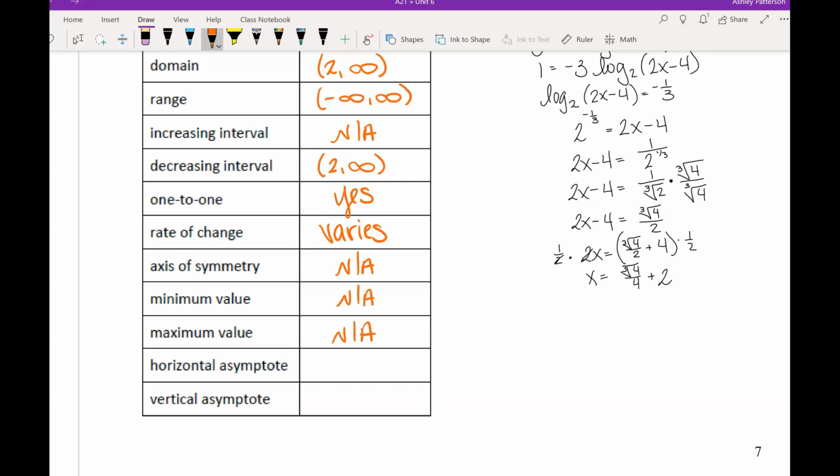Since there isn't a horizontal asymptote, this is not an exponential function, ladies and gentlemen. We'll put NA. But we do have a vertical asymptote at x equals 2. Please make sure that you write it as an equation. That is so important.